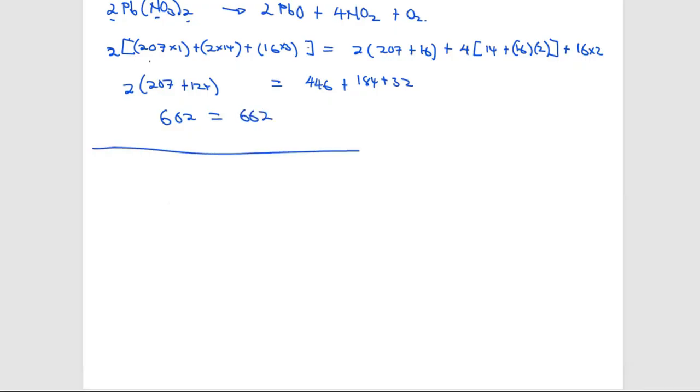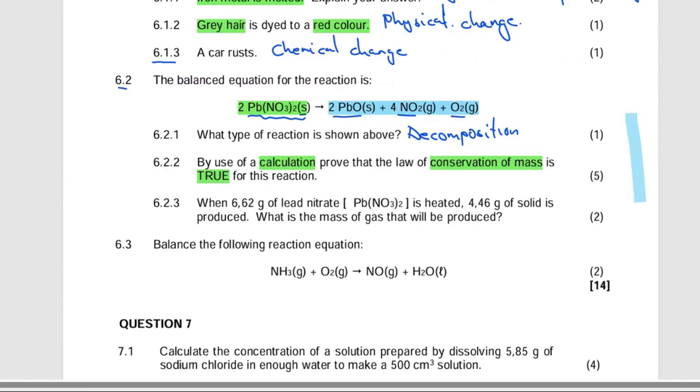So that's how we attempt that question, which is question 6.2.2. Then to proceed to the next question, which is 6.2.3: when 6.62 grams of lead nitrate, which is Pb(NO3)2, is heated, 4.46 grams of solid is produced.